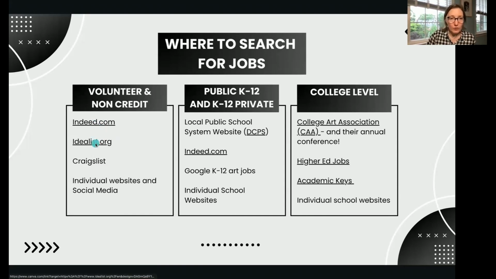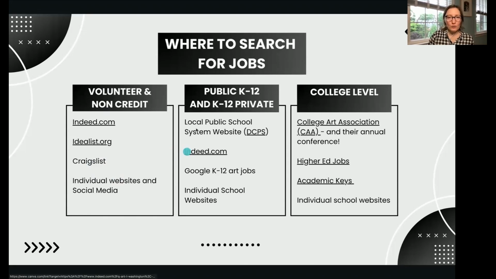So I was clicking around the other day. There's tons of jobs at all levels of education right now in our area. So definitely click on those if you're looking for jobs. Craigslist, I've applied to many a job on Craigslist. Just use your good internet hygiene. Do your research. Make sure that you're meeting someone from a real organization in a public place. So Craigslist is good, but be careful. And individual websites and social media. There's a lot of jobs on social media coming up all the time. So that's a good one for these sort of volunteer and non-credit jobs.